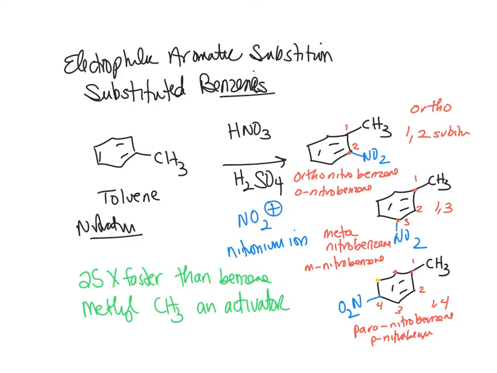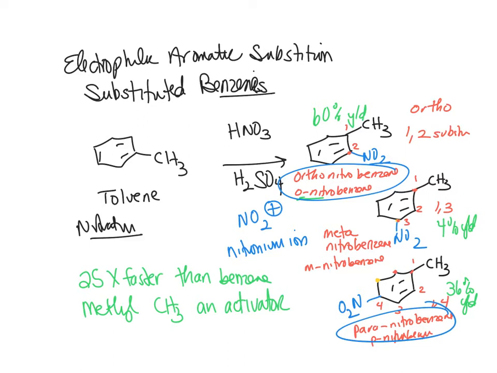Now I'm going to give you the percentages of how much these were made. So this one, the ortho nitrobenzene. One of the things you need to be able to do is name these ortho, meta, and para. But the other thing is they're not all equal. So the ortho for nitration of toluene is 60% yield. The meta is only 4%, and the para is 36%. So you get a mixture of ortho and para.